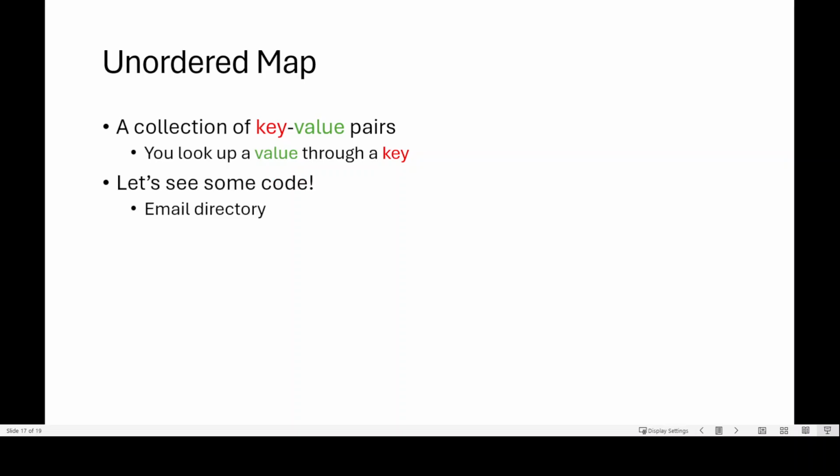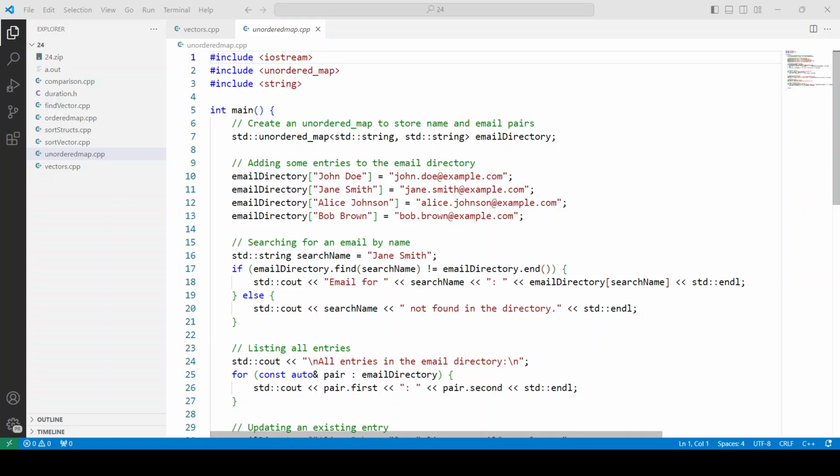So let's see some code. Let's try to create an email directory. So code. We write a main function and I'm including the unordered map, which is a type of map. And I'll have more to say about what this unordered part means. But I create an instance of type unordered map, and I am specifying two things inside the template parameters. One is the type of key, and the other is the type of value.